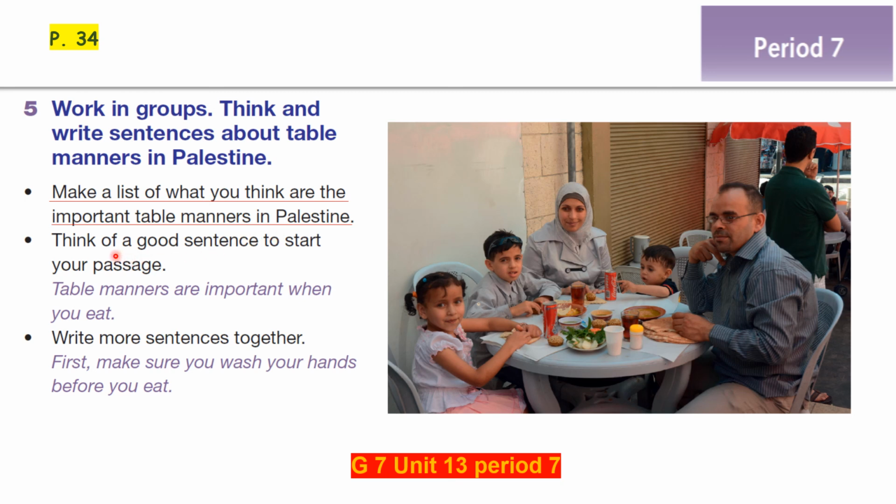2. Think of a good sentence to start your passage. Here is an example of a good sentence. Table manners are important when you eat. This is a good sentence to start with. Number 3. Write more sentences together. Example: first, make sure you wash your hands before you eat. Is it clear, my students?